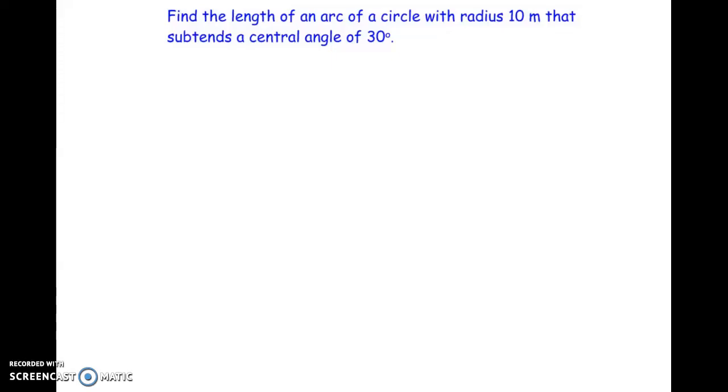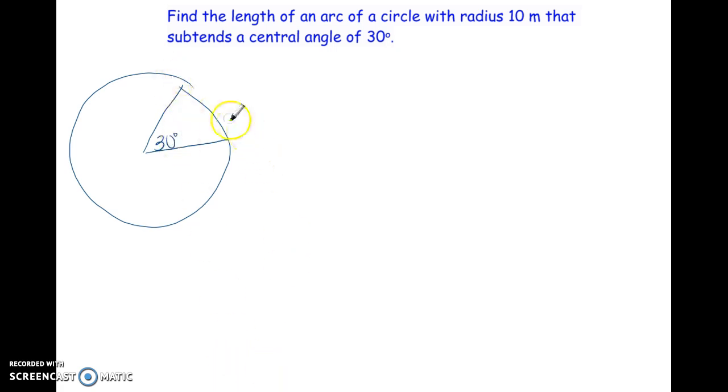Let's look at the examples on your notes paper. This is example 1. It asks you to find the length of an arc of a circle with radius 10 meters that subtends a central angle of 30 degrees. So if you can picture this, you would have a circle here, and the arc that we're looking at basically is covering an angle. This angle here is 30 degrees.